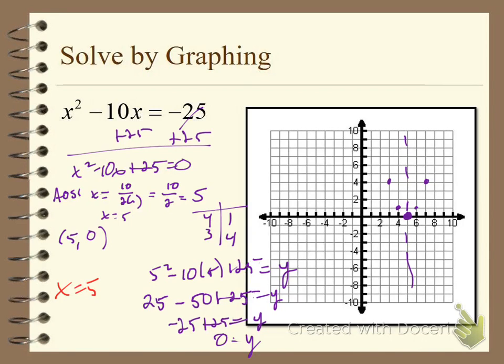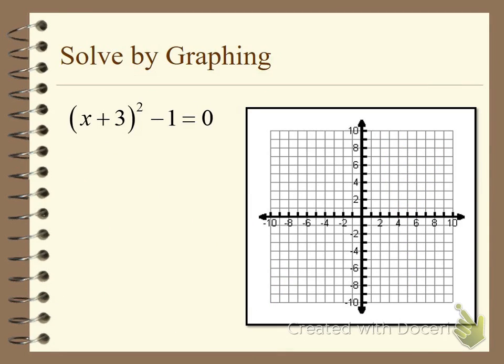Mirror imaging those, and there's your graph. But since the vertex is on the x-axis, there's only one solution, and that's when x is 5. Okay? All right. Now, that's when we're in standard form. We can always take a look at vertex form and graph this way.